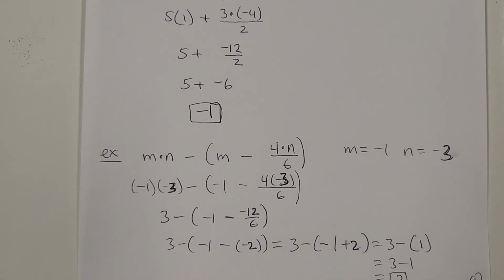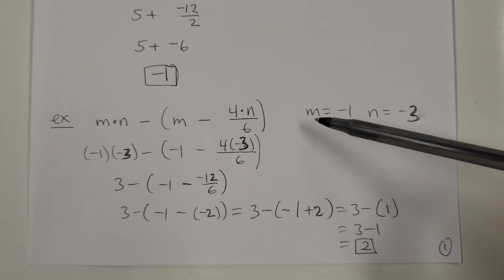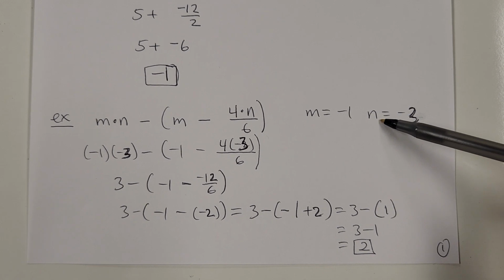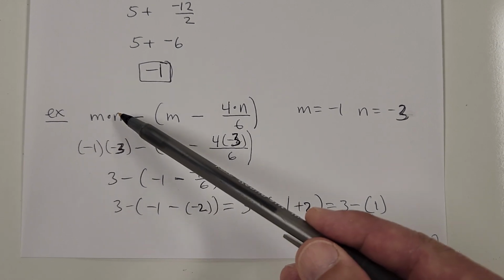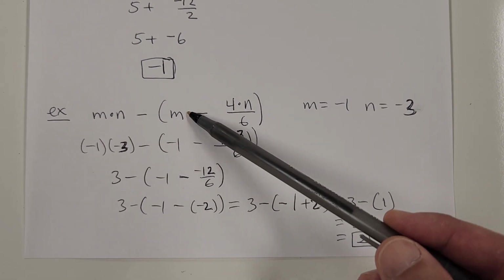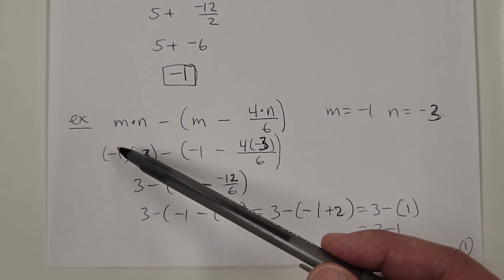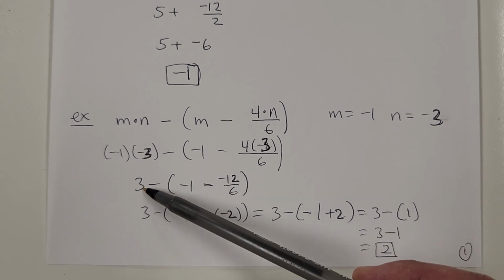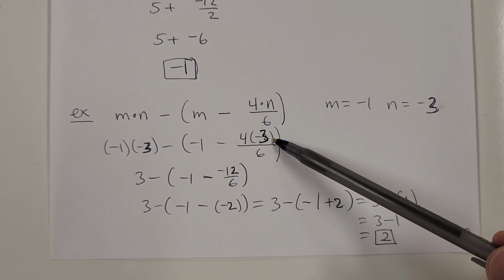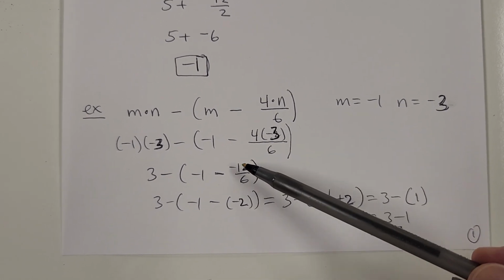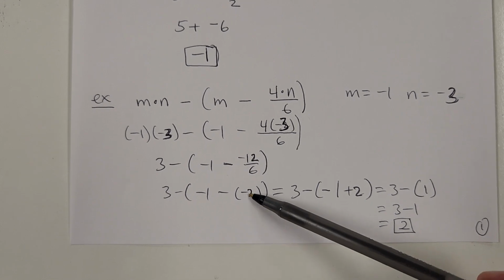Okay, here's another example. Same thing. I have an equation. Replace m by negative 1. Replace n with negative 3. Okay, so m is negative 1, n is negative 3. Okay, so negative times negative is positive 3. This m is negative 1, so I brought it down. 4 times negative 3, negative 12. And then negative 12 divided by 6 gives me negative 2.